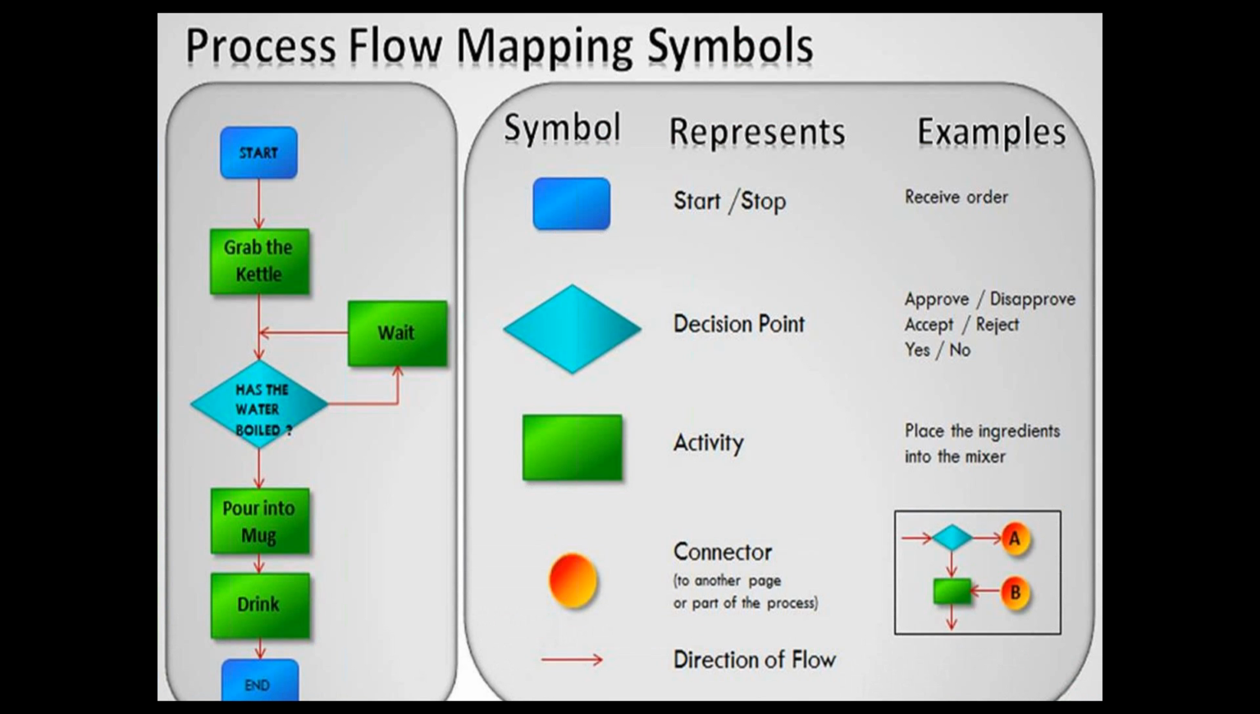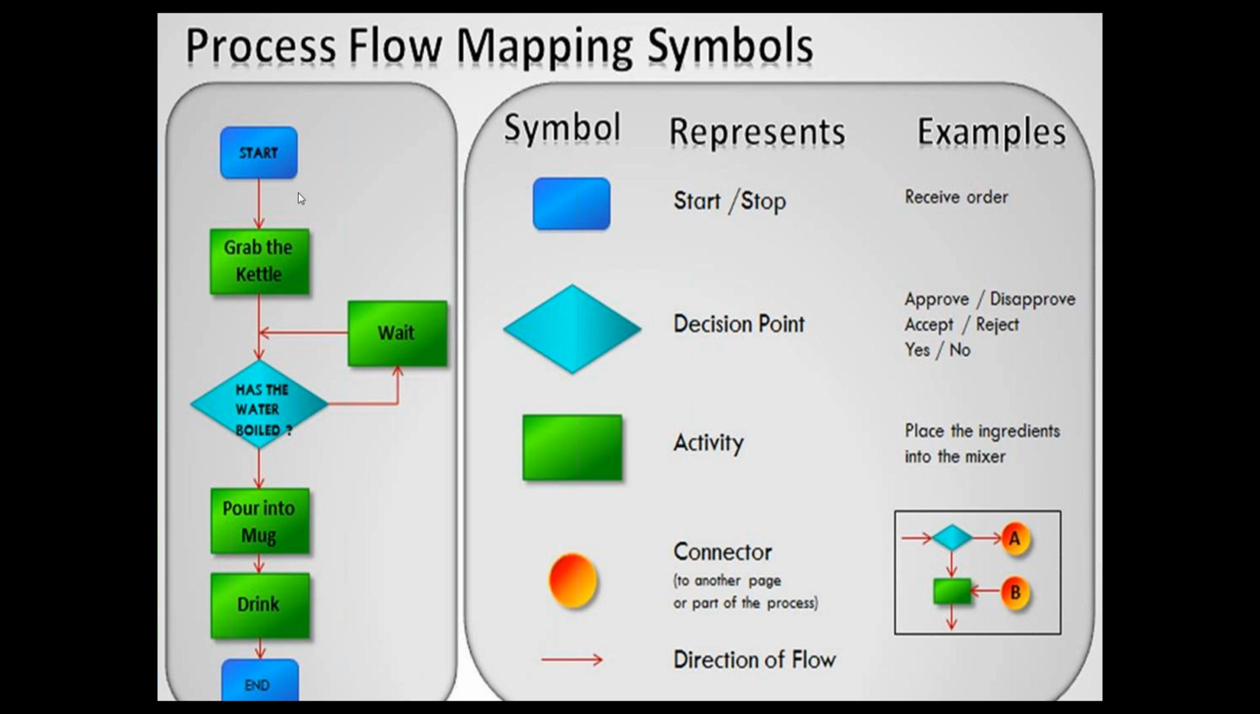And this is a really great example I found on the internet on process flow mapping symbols. The blue rounded rectangle here means start or stop. The diamond means decision point. That means you got to approve, reject, say yes or no. And then the green sharp rectangle here is an activity. And then a connector means that you can have a connector moving you to a different process map on another sheet. And then, of course, arrow means direction of the flow.